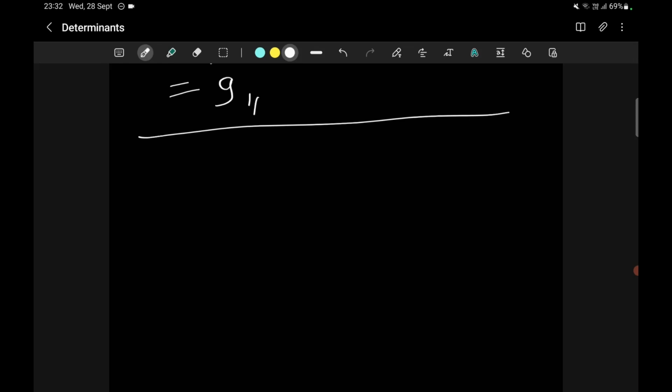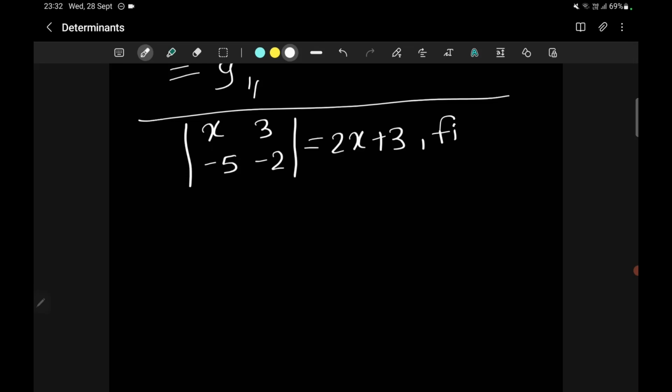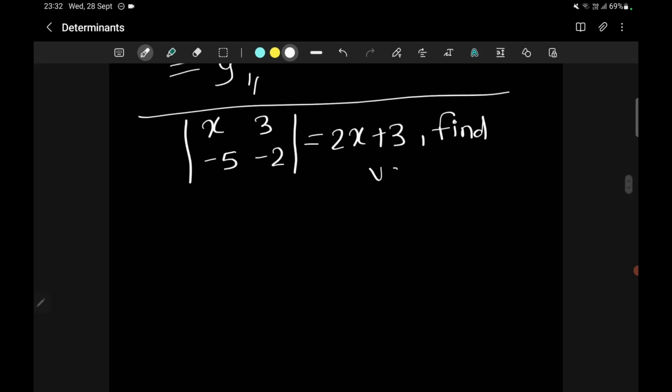Let's take one more example on determinants. x, 3, minus 5, minus 2 is equal to 2x plus 3. And in the exam they will ask you to find the value of x.